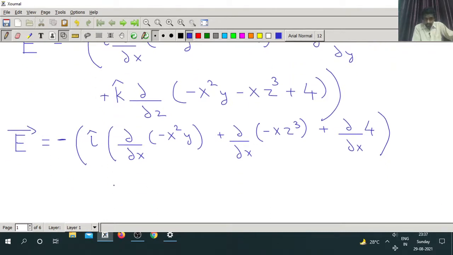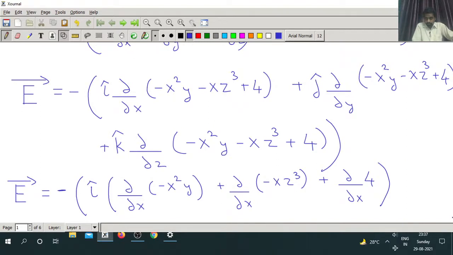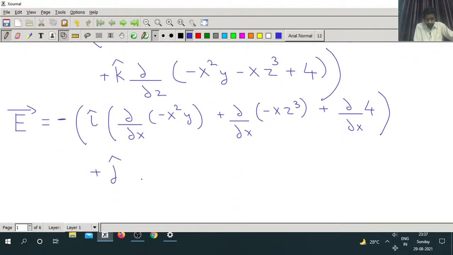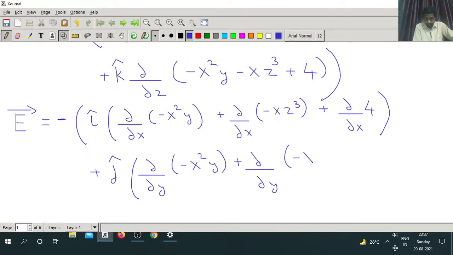Again keeping this minus sign outside, we can write this as plus j cap into d by dy of this whole thing: minus x square into y, plus d by dy of minus x into z cube, plus d by dy of 4.